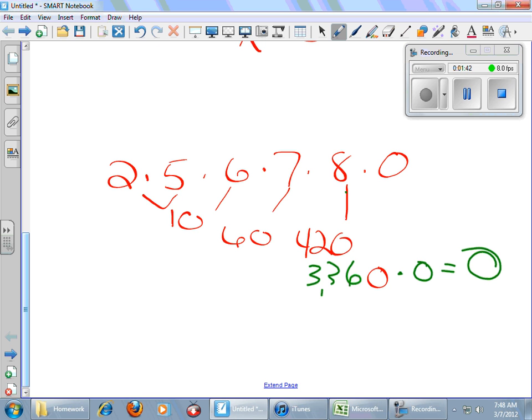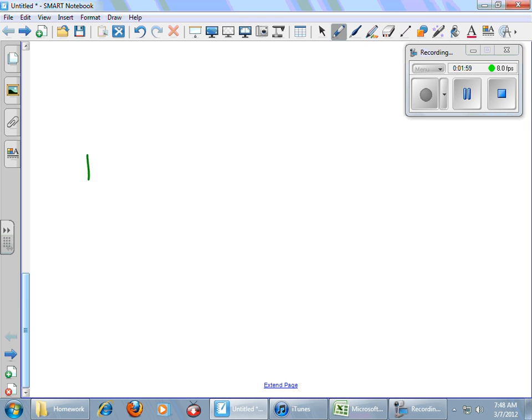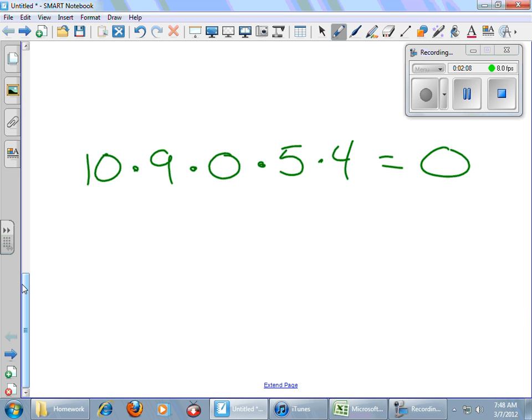Don't you realize that right from the get-go? Since I'm multiplying everything by 0, the product's going to be 0. It would be silly to sit here and go 2 times 5 times 6 when it's all multiplication and one of the factors is 0. It doesn't matter if the 0 is in the beginning, the middle, or the end. If I had 10 times 9 times 0 times 5 times 4, that's going to equal 0. I'm not going to waste my time doing 10 times 9 and so on. It's all multiplication, so it's 0.